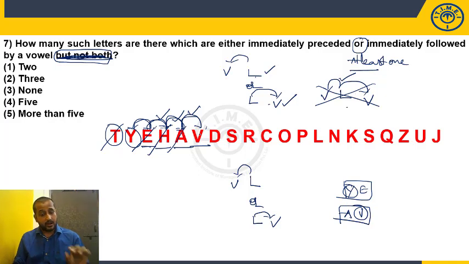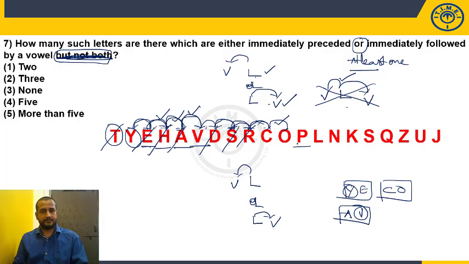Next, I have to check each and every letter. Now D: is it preceded by a vowel? No. Followed by a vowel? No. Next, S: preceded by a vowel? No. Followed by a vowel? No. R: preceded by a vowel? No. Followed by a vowel? No. C: preceded by a vowel? No. Followed by a vowel? Yes. It is satisfying only one condition. So C.